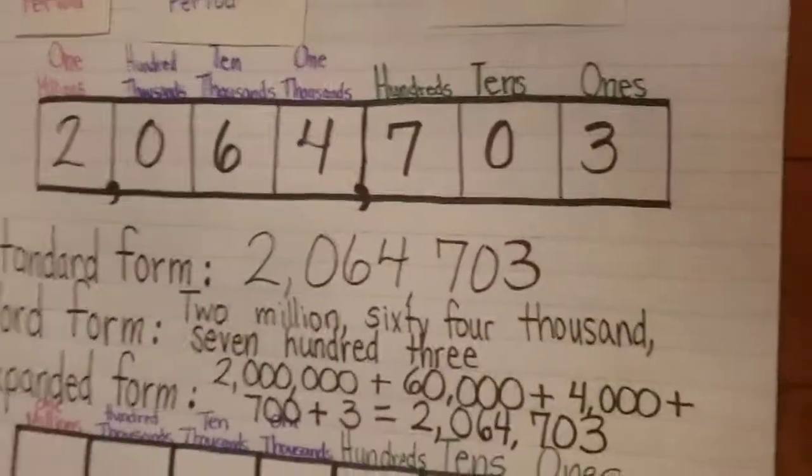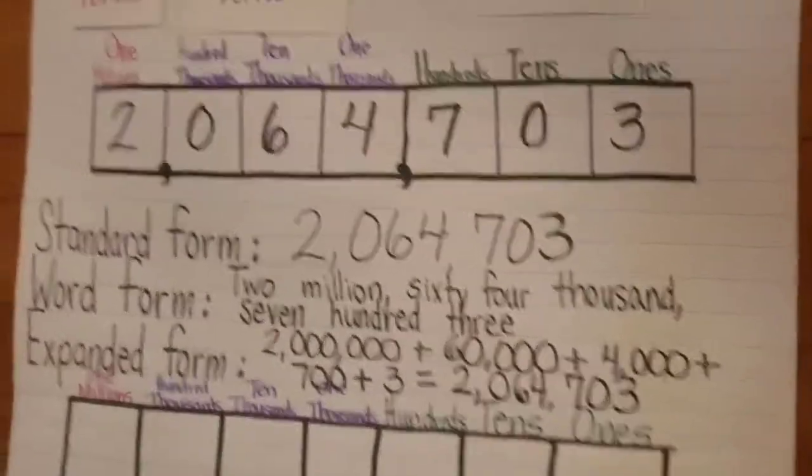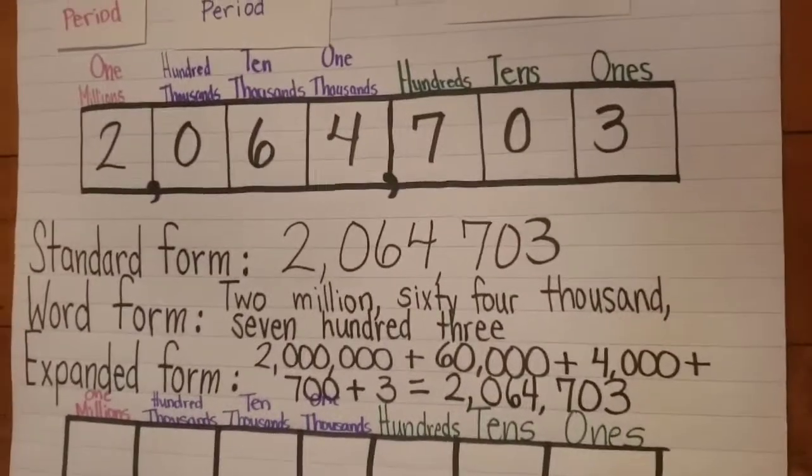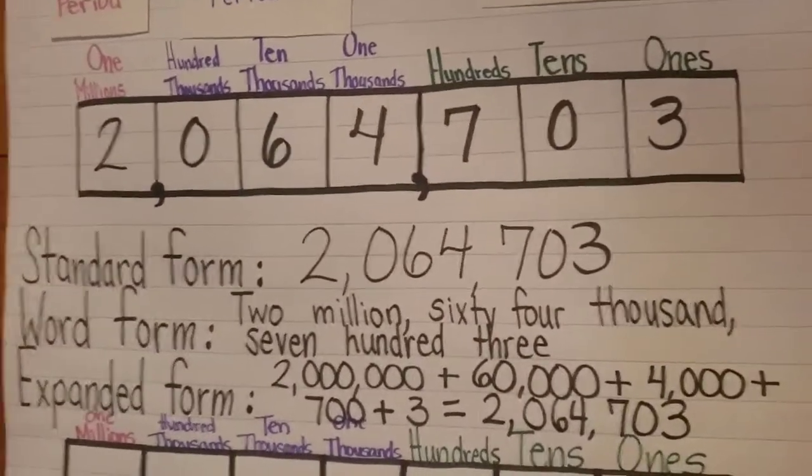All right, so there you have it. There's how you can use a place value chart to read a number, to write the number, to say the number, to write it in word form and expanded form.